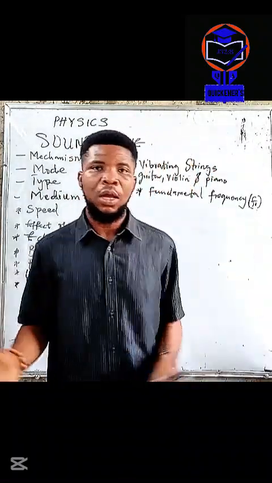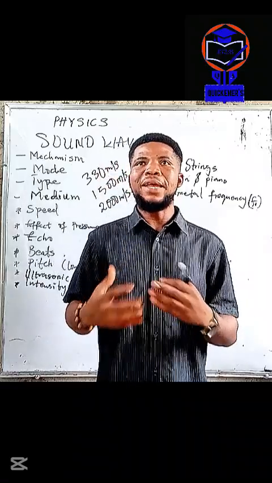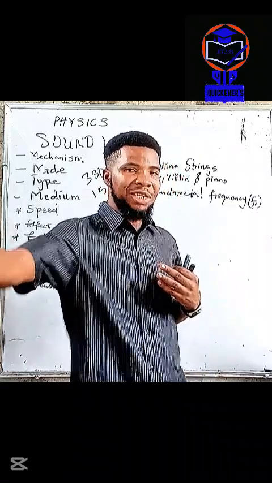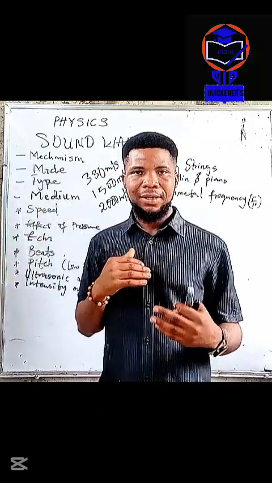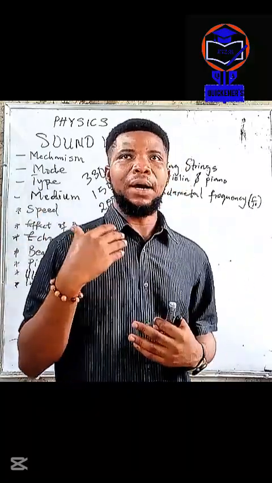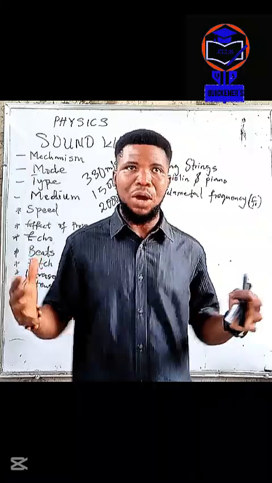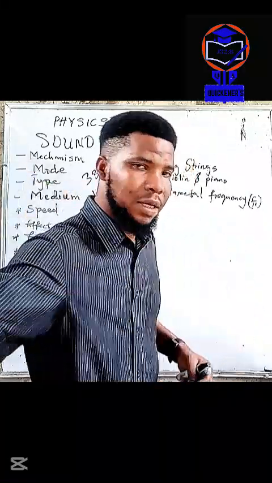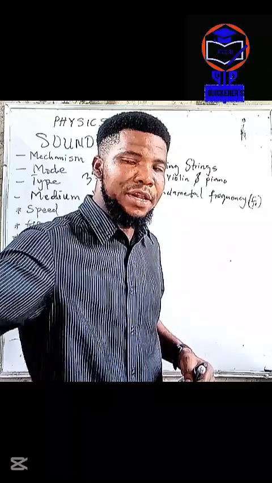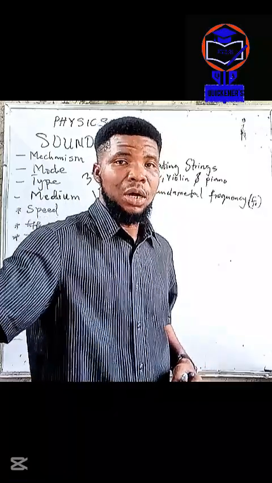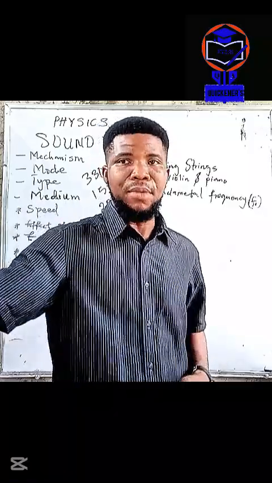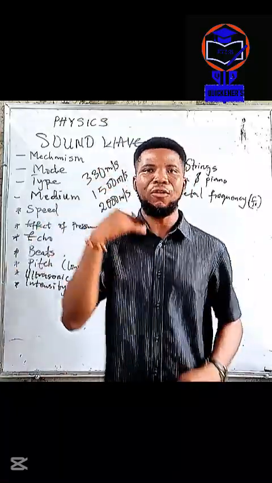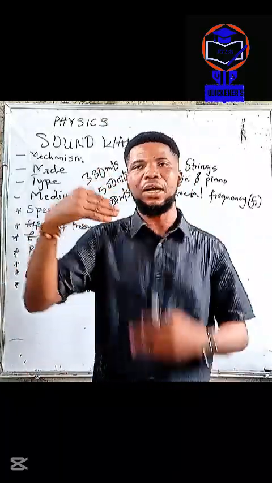So what is echo? Echo simply means when a sound wave travels and hits an obstacle, then comes back. If you are in an empty environment with a concrete wall and you make a sound, the sound travels, hits the concrete, and comes back. That forms an echo. So sometimes you hear it repeated often.